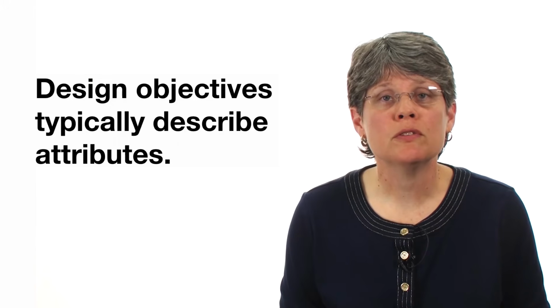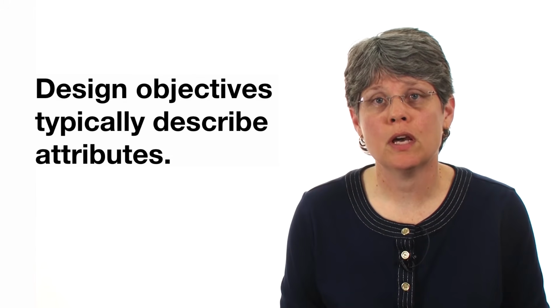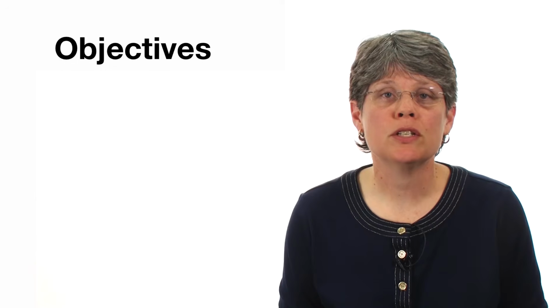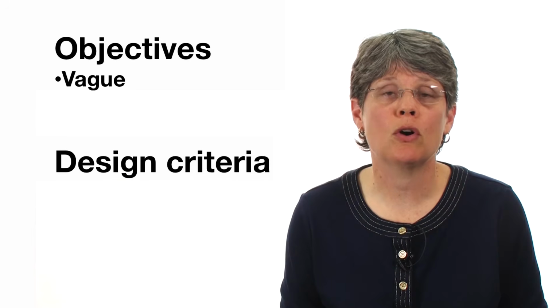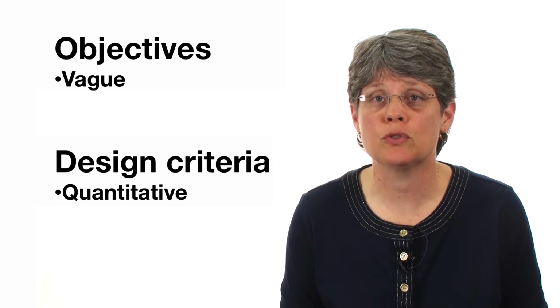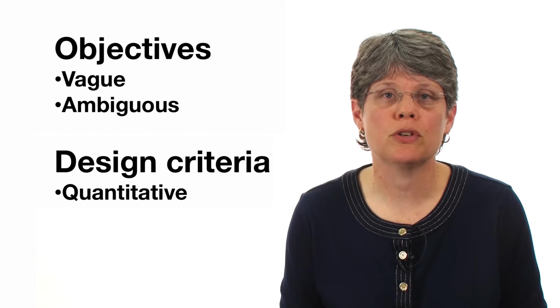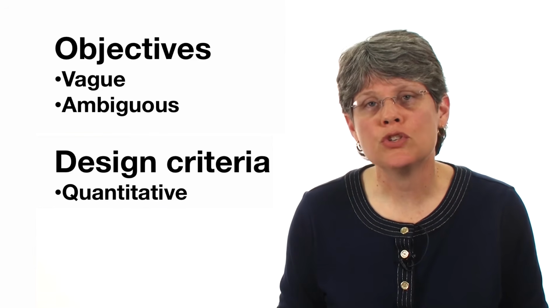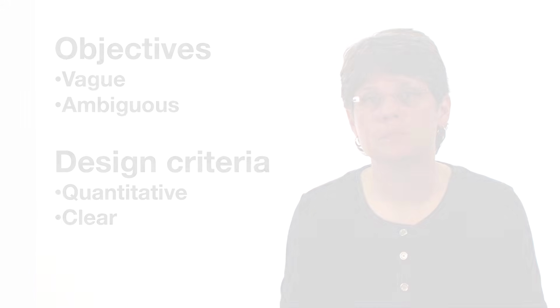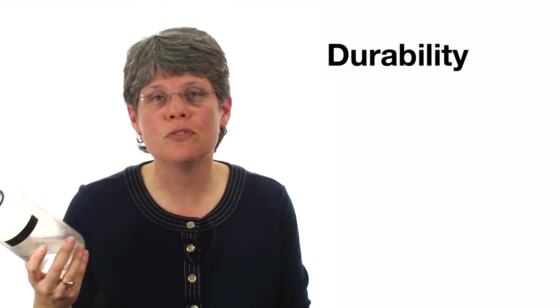So design criteria are different from objectives in a number of important ways. Objectives typically describe some attribute of the design, whereas a design criteria quantifies that in a much more specific, precise way. Objectives tend to be vague without a number associated with them, whereas design criteria are quantitative and have a number and likely a unit associated with them. Finally, with objectives, it can be ambiguous how they can be measured, whereas with a design criteria, it should be clear how this can be measured.